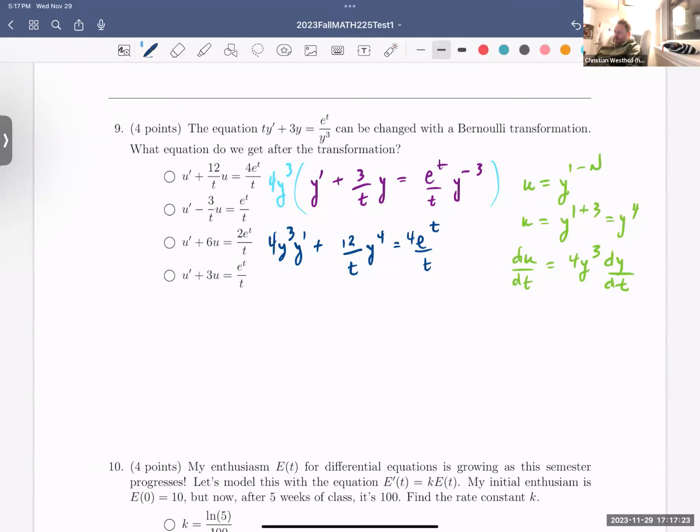Then what happens? The 4y cubed y prime, that's going to be substituted for du dt. So all of this becomes du dt, or u prime, plus 12/t times y to the 4, and that's what u was. So u prime plus 12/t u equals 4e to the t over t. So it's the top one.